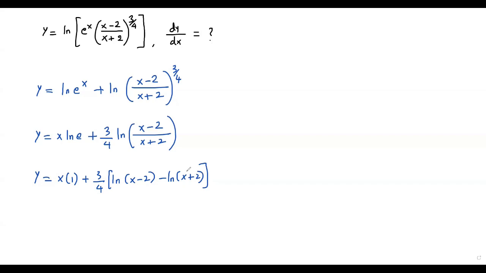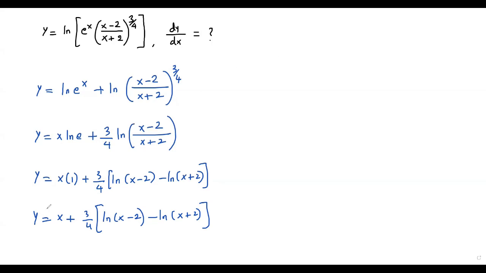Okay, so that's all. I think we can do one more step over here. y is equal to x times 1, which is just x, positive 3/4 times [ln of x negative 2 negative ln of x positive 2]. Okay, that's all the properties we can use over here. I mean, the properties of logarithm we can use in the given function.